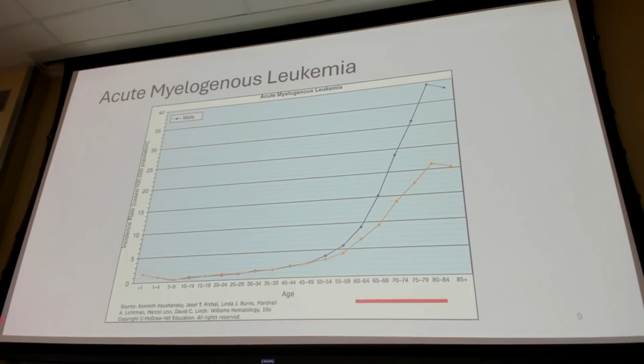AML. You can kind of see the age distribution here. Males predominant over females, but again, elderly, 60s. Right? Now I'm calling 60s elderly. It's over.